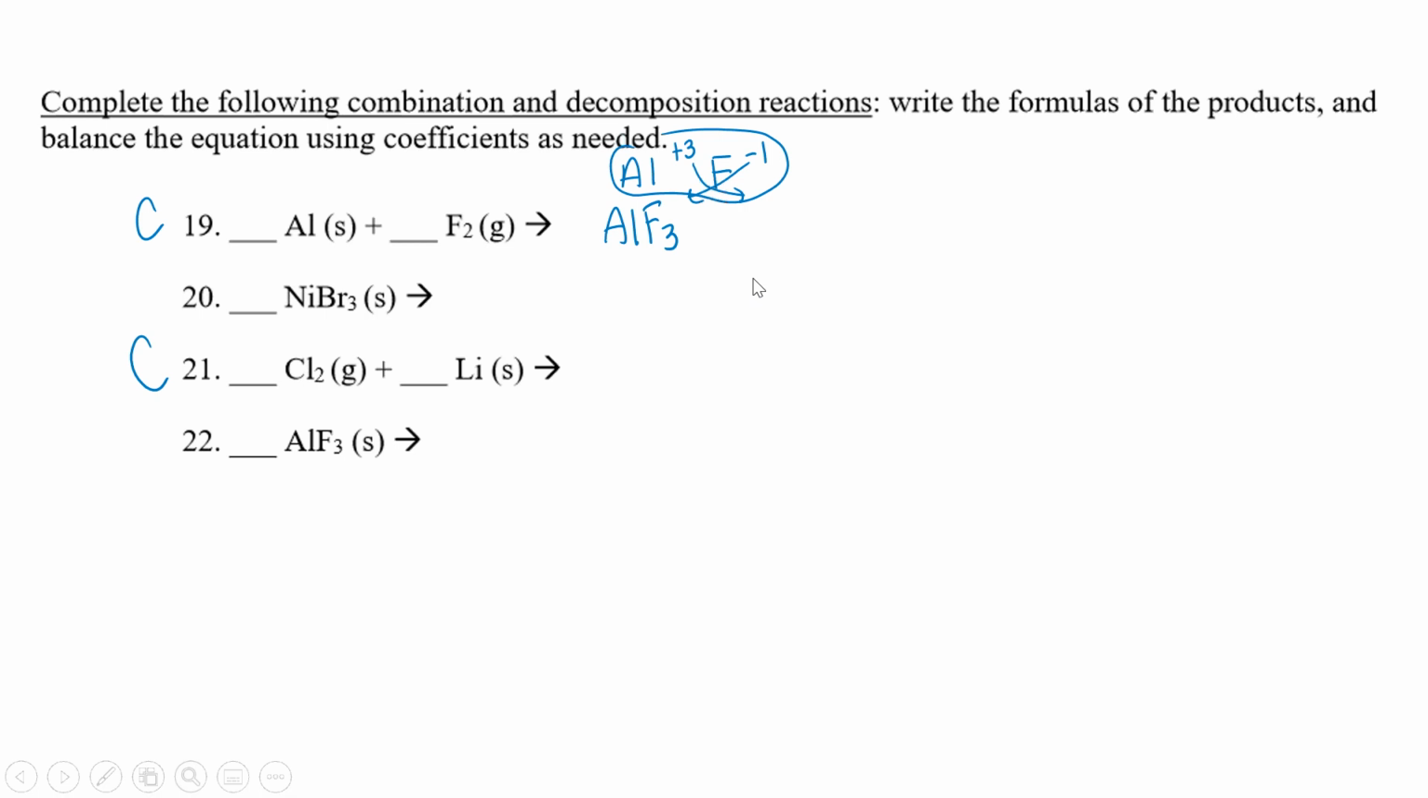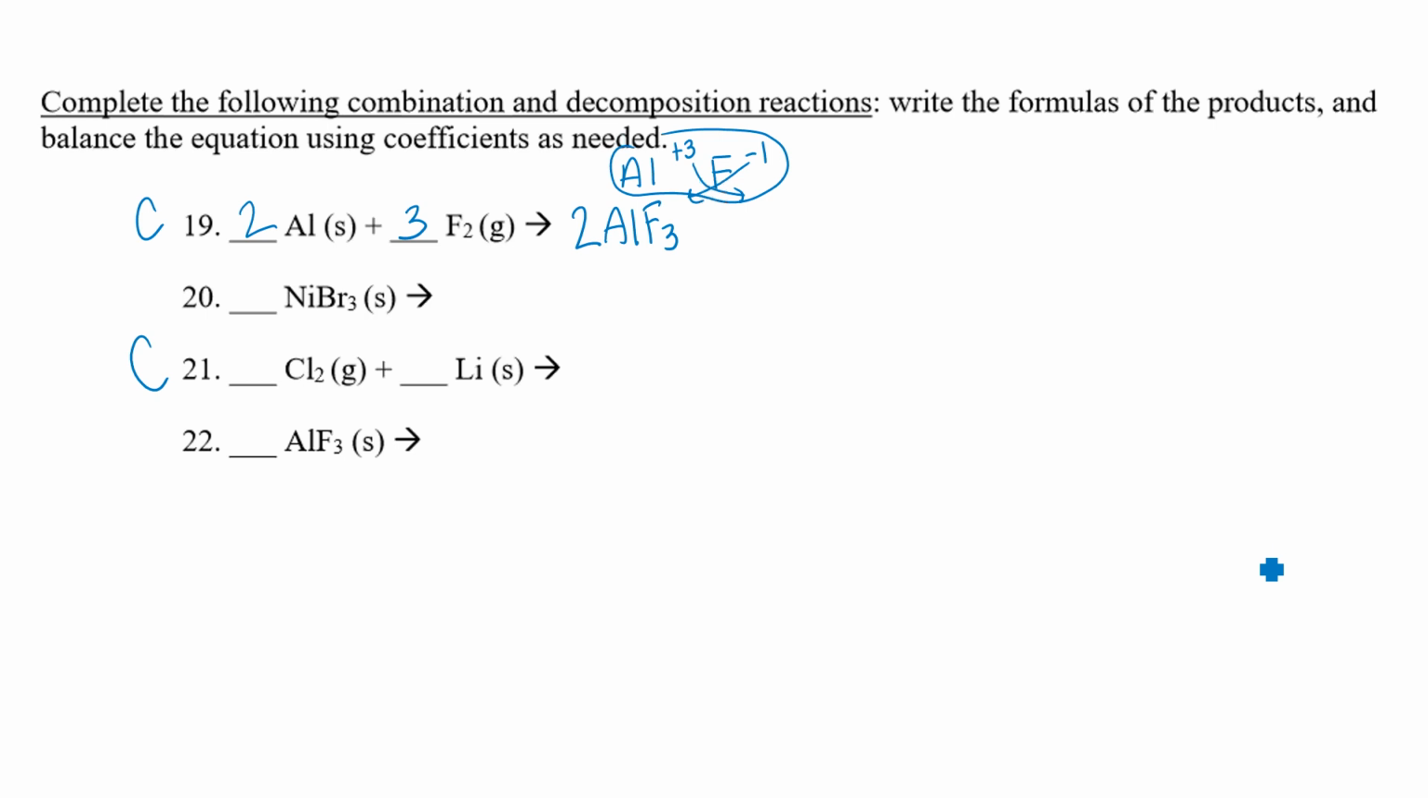And then if you find the subscripts don't match, you might need to go through later with coefficients to balance it out. So in this case, I need a 3 over here and a 2 over here. That will give me 6 fluorines on the left and 6 fluorines on the right. And then I also will need a 2 over here.